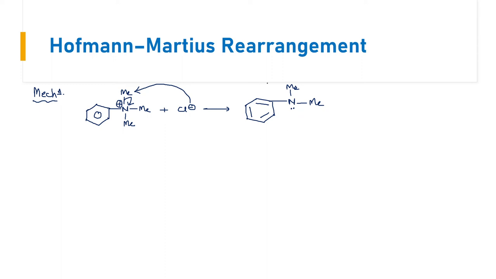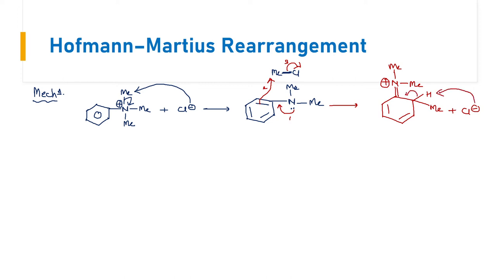Next, if the ortho position is occupied, you already have a MeCl unit floating around. If it is not occupied, then what will happen is that this will come over here. This will attack the methylene. This will go out. So 1, 2, 3, it will create something like this, with double bond N, Me, Me, and there will be a positive charge on this nitrogen atom, and Cl minus will be present outside. This Cl minus will now remove a proton and we will obtain something like this.